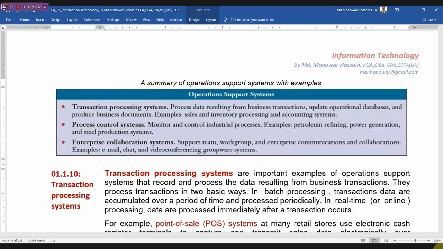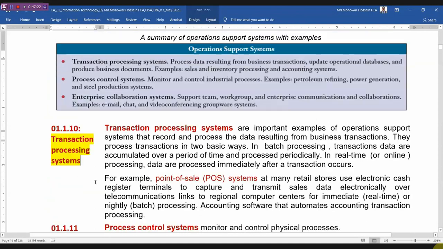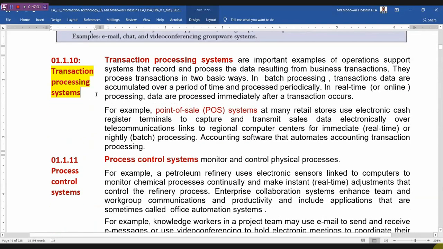An enterprise collaboration system supports team, working group, and enterprise communication and collaboration. Examples are group email, chat, WhatsApp groups, email groups, and video conferencing systems. Also, at this moment, while we are taking our classes in collaboration with you students and the institute, everything is within this system. It is the enterprise collaboration system. Basically, it is communication within the enterprise, collaborating with different stakeholders and supporting teams and working groups. That is the definition of the transaction processing system, process control system, enterprise collaboration system, etc.